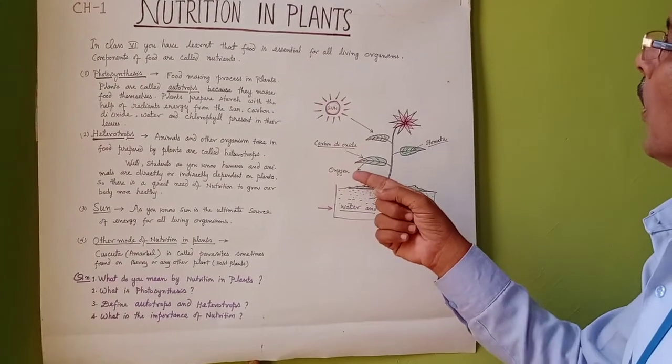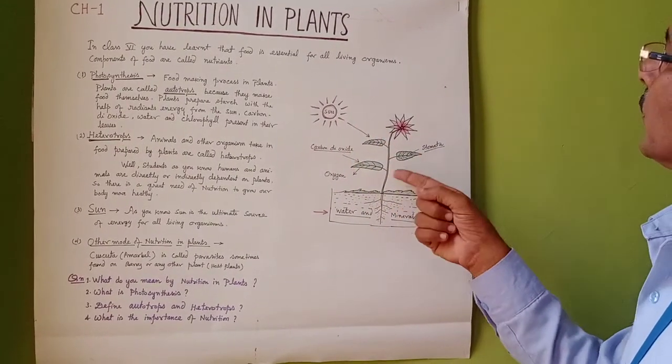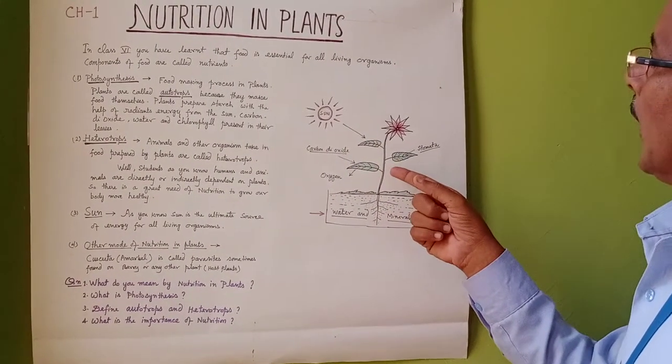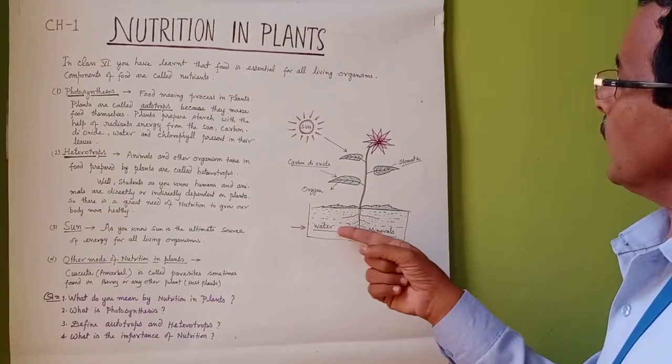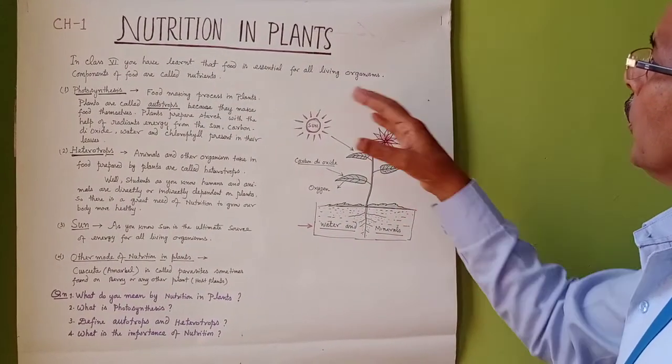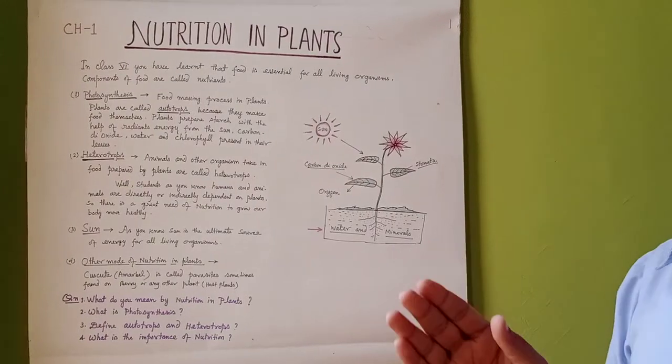Here is carbon dioxide, oxygen, radiant energy, which the plant is taking. And with that, water and minerals are also there. So according to this figure, you can understand in a better way.